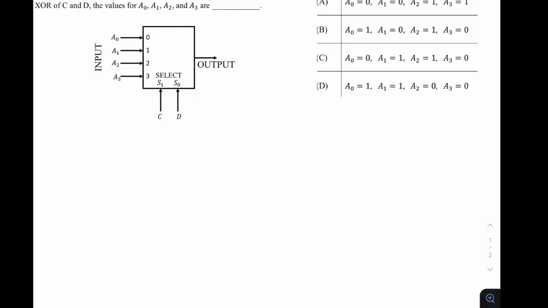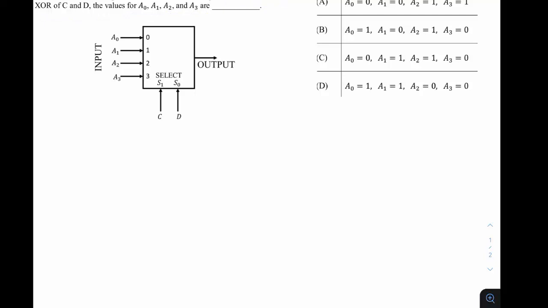This question is asked in GATE 22 of Electronics. This is from digital subjects and from the combinational circuit topic to a very specific multiplexer based question. The question is, consider 2-bit multiplexers shown in the figure. For output to be the XOR of C and D, the values for A0, A1, A2 and A3 are.